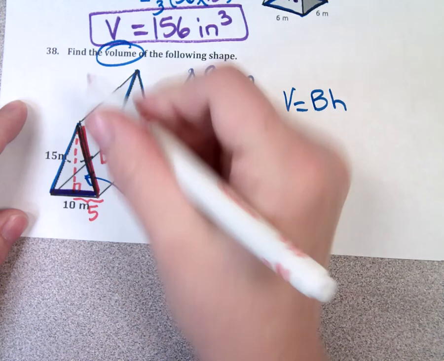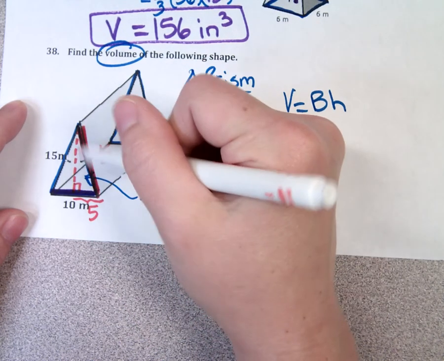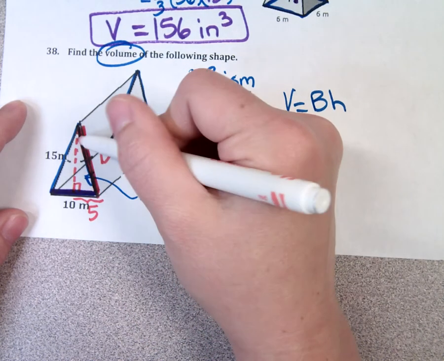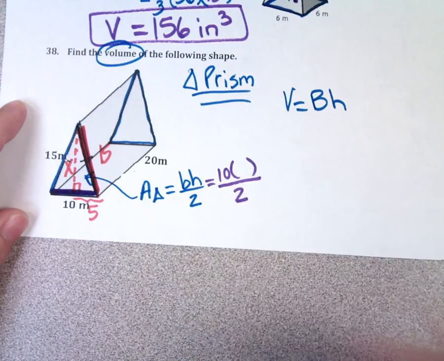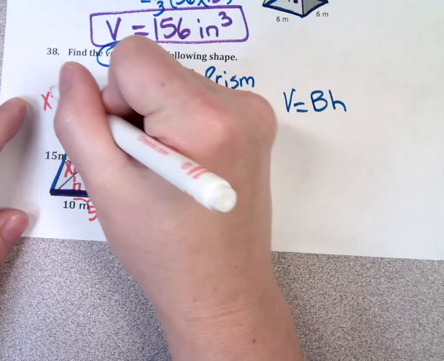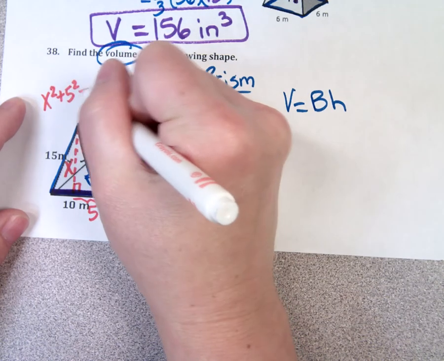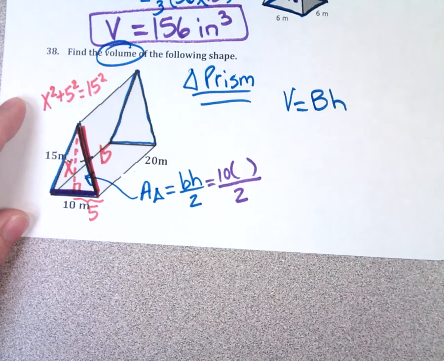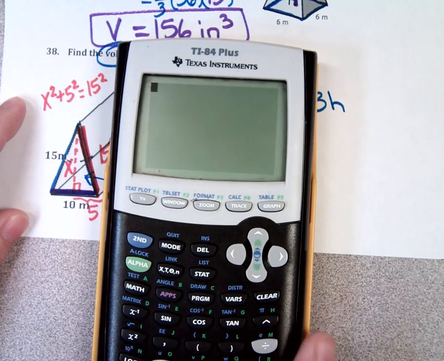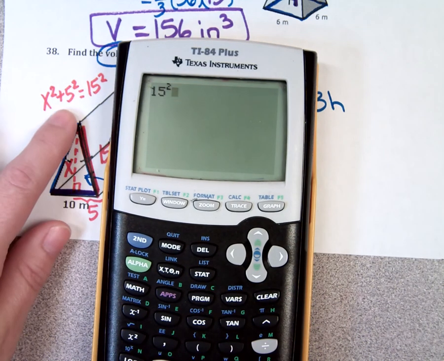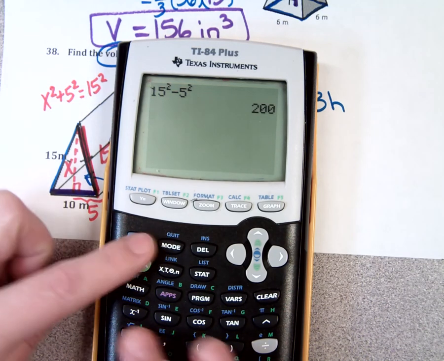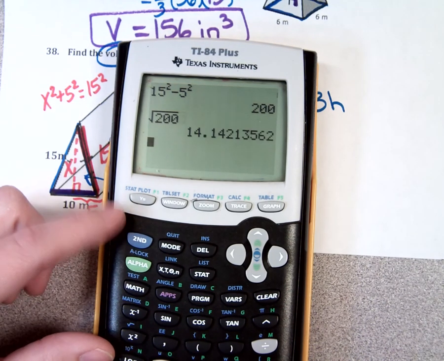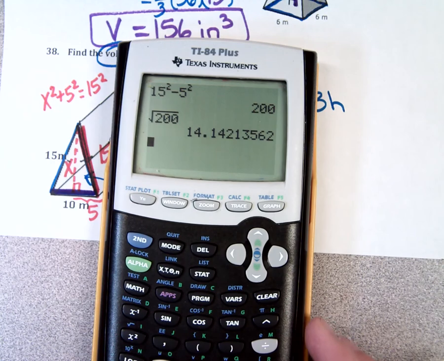So what could we do? I don't know that it's a 30, 60, 90. I don't know that it's a 45, 45, 90. So I could just stop and do Pythagorean theorem. I'm going to call that x. So it would go x squared plus 5 squared is 15 squared. Okay, I'm going to show my work on the calculator. So I'm going to take the 15 squared, subtract the 5 squared, because I got to get x by itself, and then I'm going to square root my answer. And I get about 14.14.